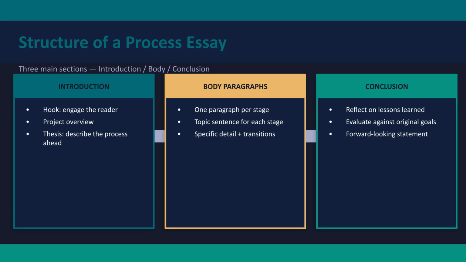Conclusion. This is your reflection. This is where many students rush and lose marks. You need to do three things. Reflect on what you learned from the process, evaluate the final outcome honestly against your original goals, and end with a forward-looking or reflective statement. Not "and that is why I liked my project." Something more thoughtful. Something that shows genuine insight. Simple, logical, powerful. Introduction. Body.